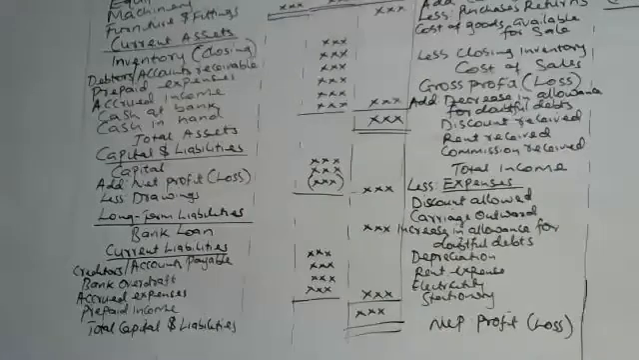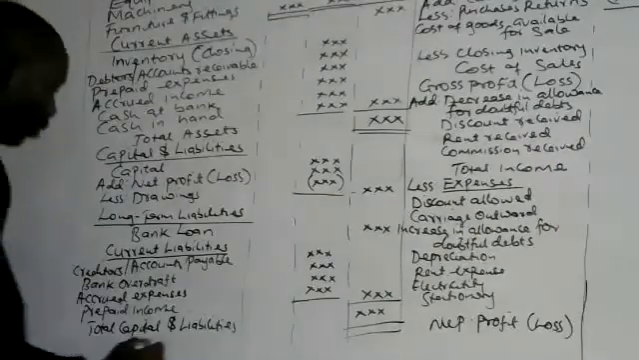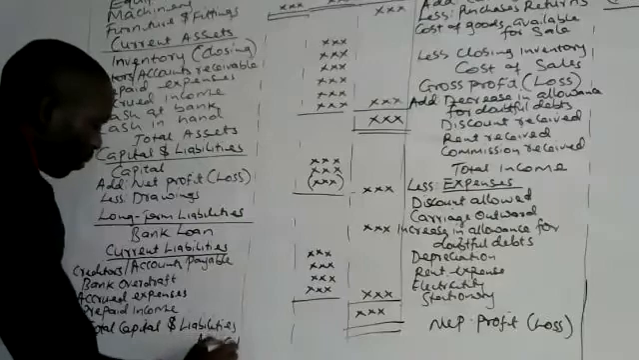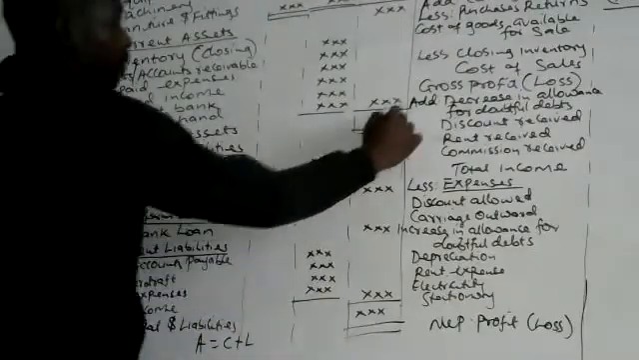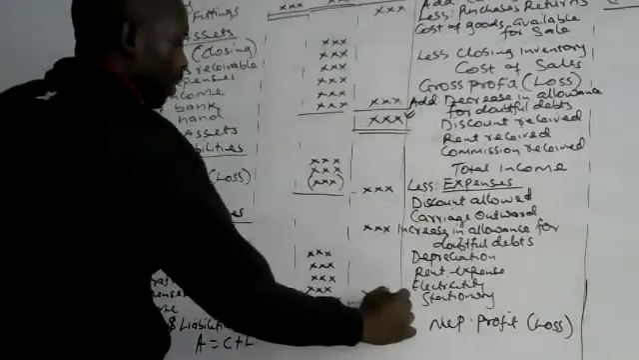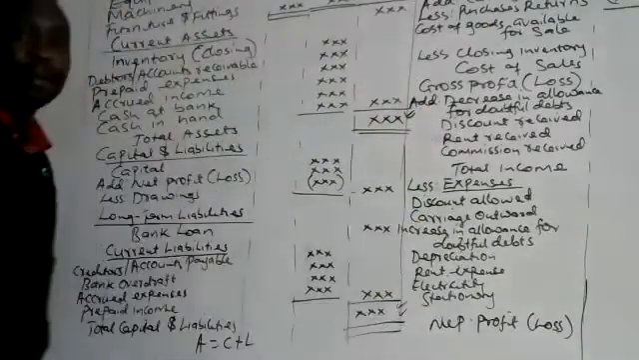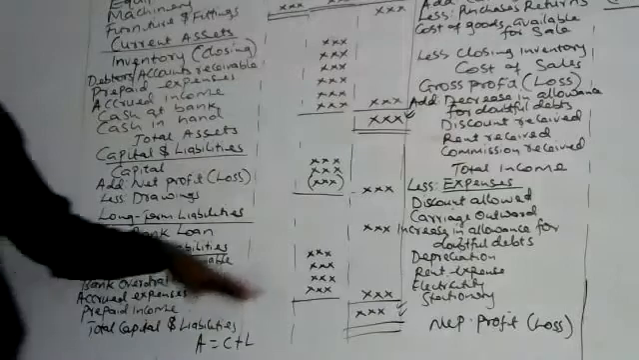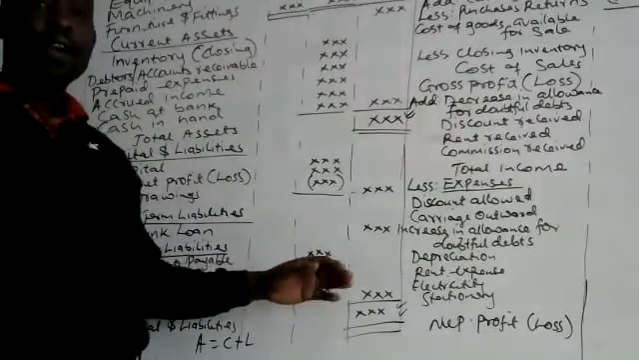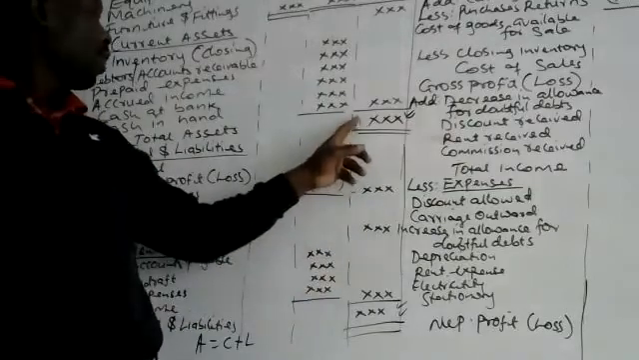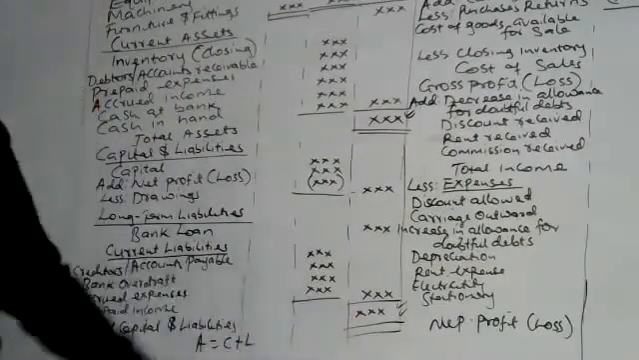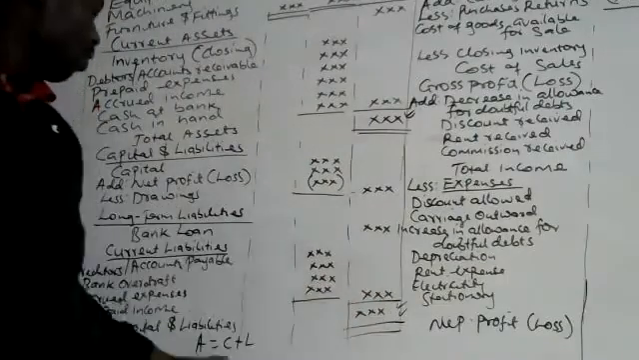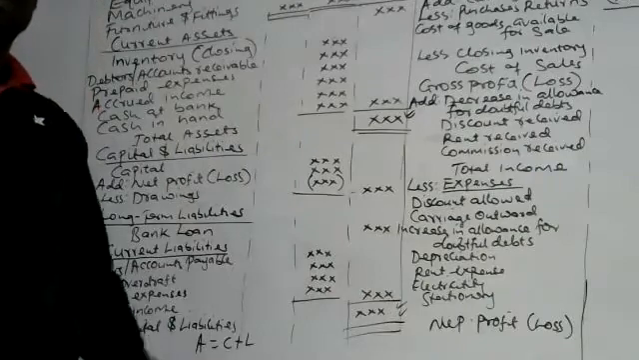So from the bookkeeping equation, if you can recall, we said that assets must be equal to capital plus liabilities. And therefore, the figure that you get here should be the same figure that you get there. That is how you know whether you have done everything right. What you have here for the total assets should be the same as the figure for the total capital and liabilities, because the accounting equation demands so.